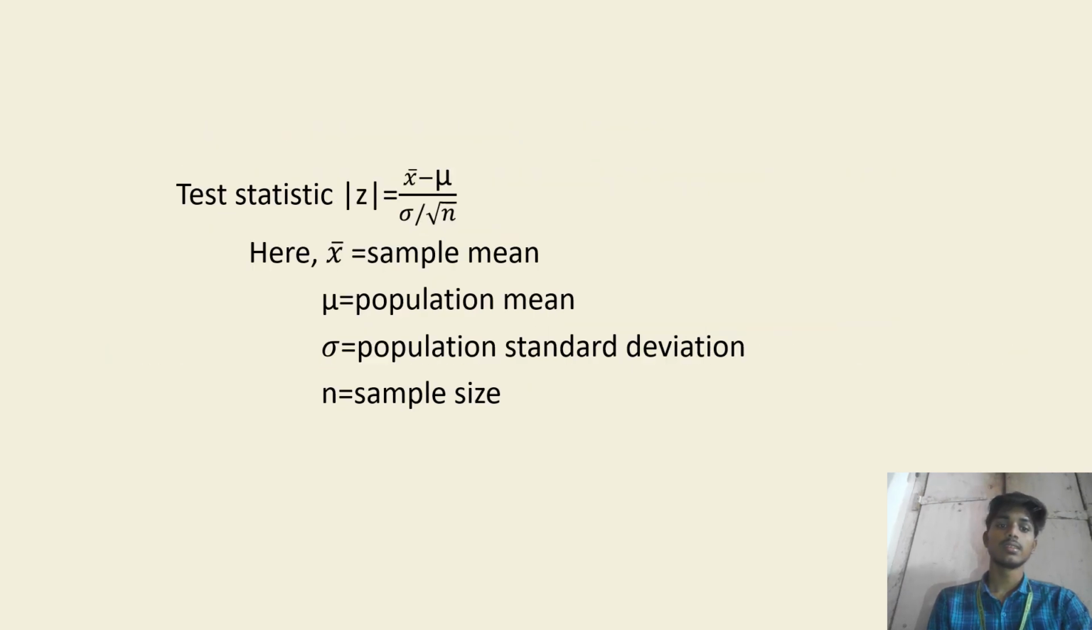Let us go to the next formula. Test statistic: modulus of Z equals x bar minus mu by sigma by root n. Here x bar is the sample mean, mu is the population mean, sigma is the population standard deviation, and n is the sample size.